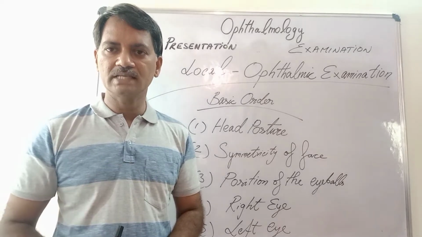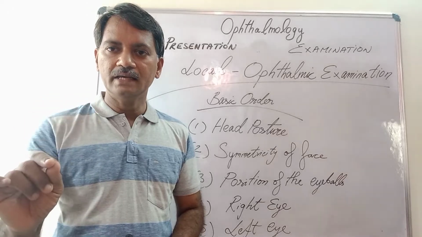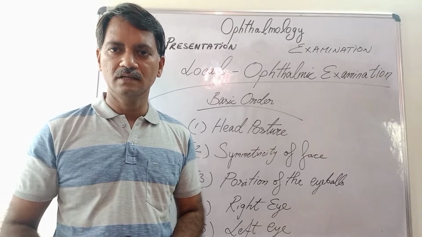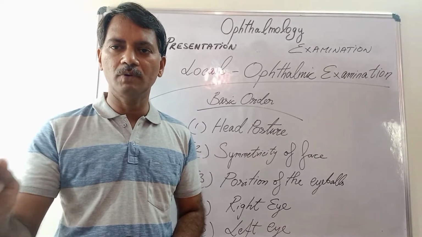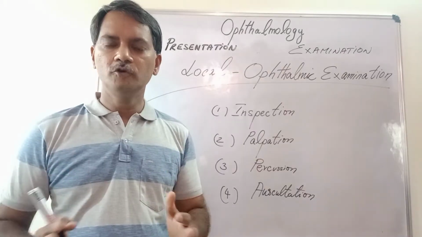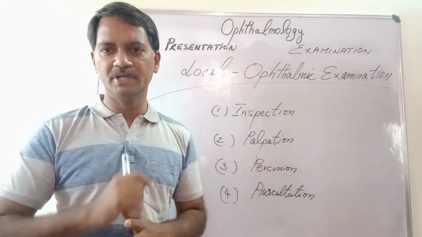Even if the patient is having a problem in the left eye, the right eye findings have to be recorded first in the case sheet. Then only you have to record the problems in the left eye. This is a universal dictum. All of you must be aware of the order of doing a medical examination.